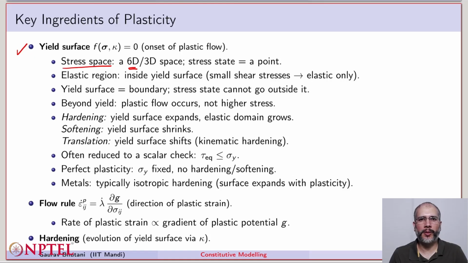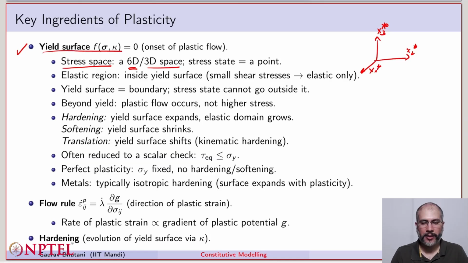Now we also know that because sigma is symmetric and real valued, we can always transform it to its principal coordinate system where we have no shear components, we only have the normal components. So whatever state of stress you have, you can always transform it to its own principal coordinate system and then work with three numbers, which are sigma 1, sigma 2, and sigma 3. Sometimes stress space is talked about in terms of a 3D space, which makes it easier for us to visualize things. The yield surface that we're talking about is a surface in this 3D stress space.